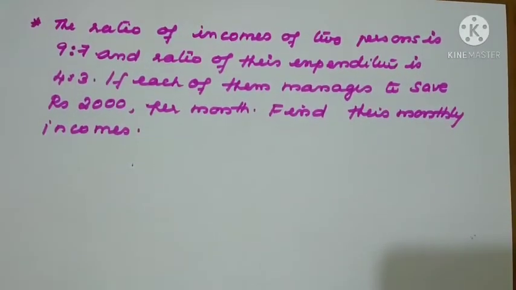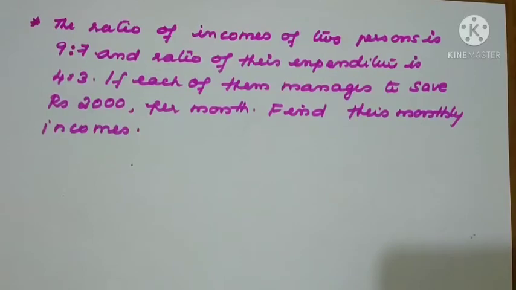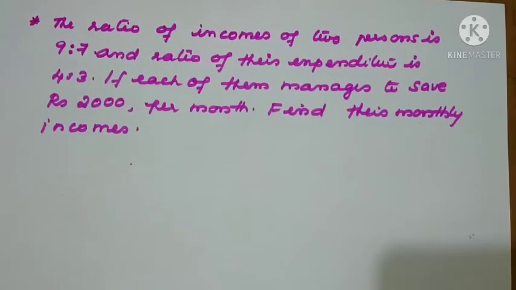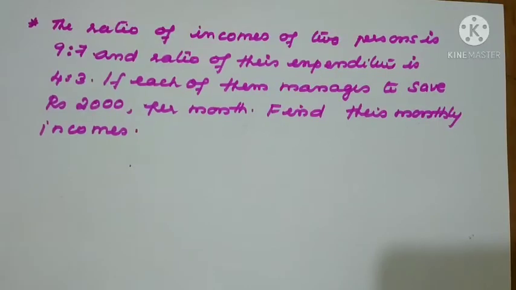Next question. The ratio of incomes of two persons is 9:7 and the ratio of their expenditure is 4:3. If each of them manages to save rupees 2000 per month, find their monthly income. So what is given here? Income ratio is given as well as expenditure ratio is given, and also they have shown that the savings for both is an equal amount, that is rupees 2000 only. So what do we have to do here? We have to form the equations.